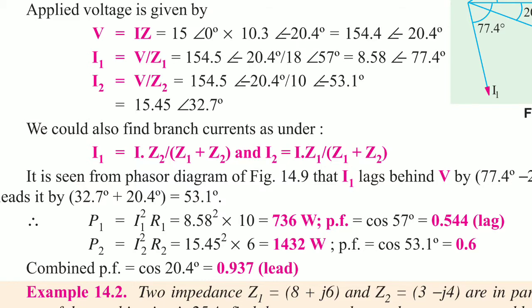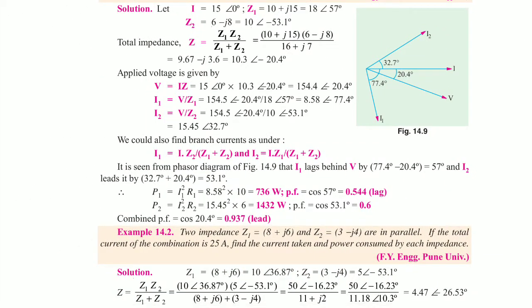It is seen from the phasor diagram, figure 14.9, that I1 lags behind the voltage. So here compare I1 and V only. It's very important to note.